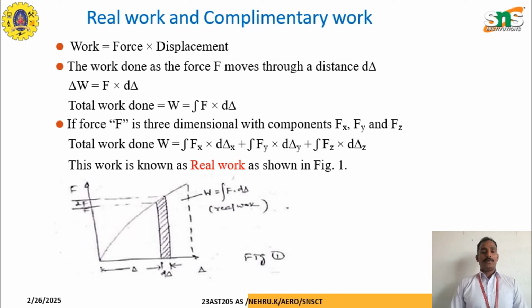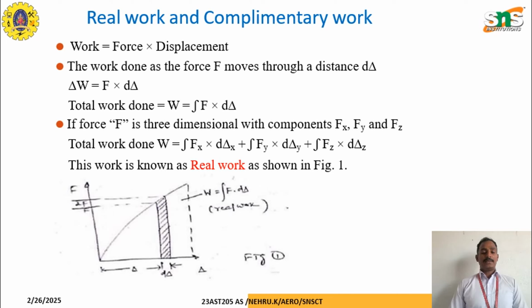Real work and complementary work are the two things indicated in the strain energy method. Work equals force times displacement. Work done as a force F moves through a distance delta: so dW equal to F d delta. Total work done W equals the integral of F d delta. If the force F is three-dimensional with components Fx, Fy, Fz, total work done W equals the integral of Fx d delta x plus the integral of Fy d delta y plus the integral of Fz d delta z. This work is known as real work.